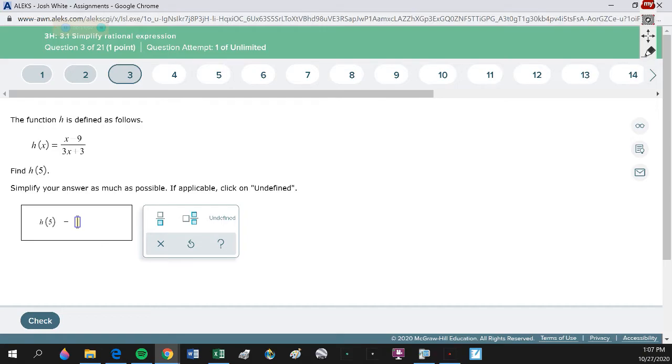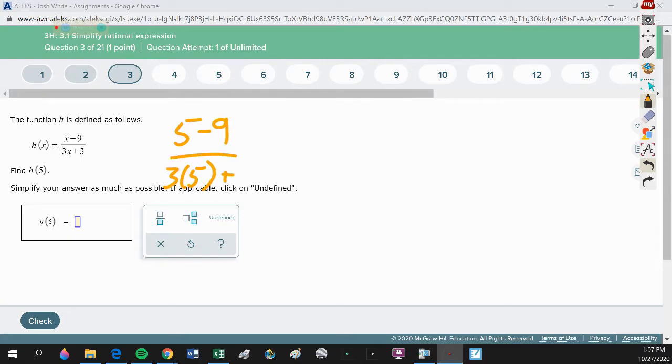So let's look at number 3. Number 3 just wants to know what is h of 5. So we plug 5 in for x. 5 minus 9 over 3 times 5 plus 3. So negative 4 over 15 plus 3 is 18, which simplifies to negative 2 over 9. Piece of cake. See how short that was?